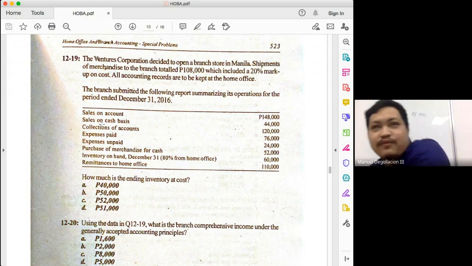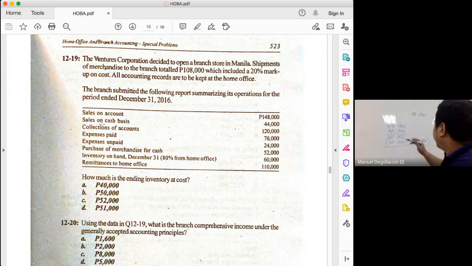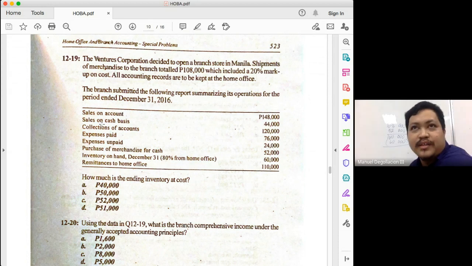Then you deduct the cost of goods sold from the sales, correct? And that will give you how much? 92,000. And what do we call this 92,000? This is our gross profit. And with our gross profit, what do we deduct next?